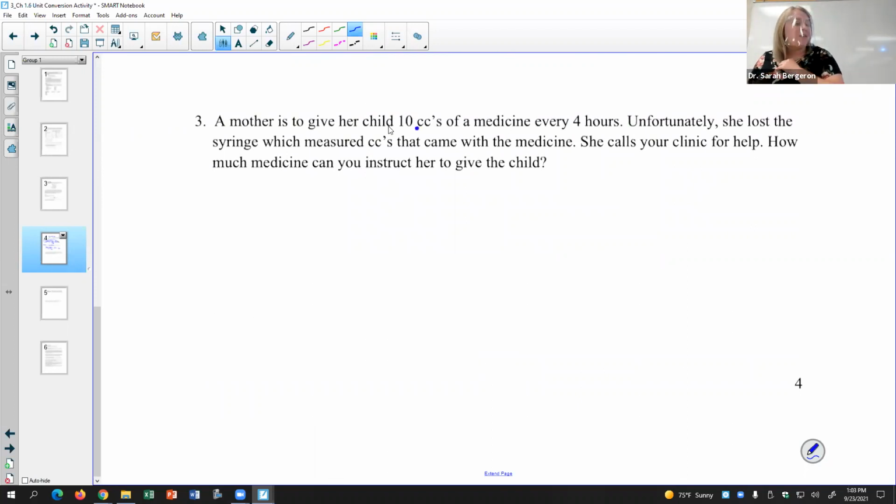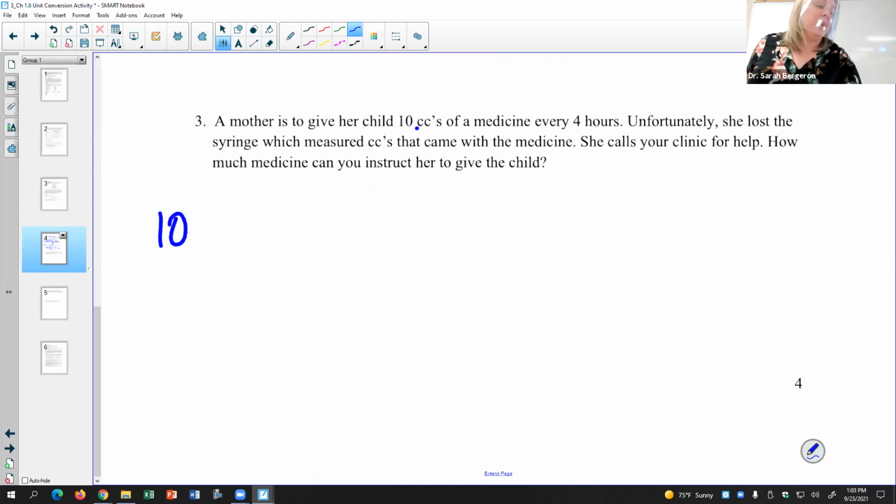All right, and this one, I'm going to put a dot on it. A mother is to give her child 10 cc's of medicine every 4 hours. Unfortunately, she lost the syringe. Y'all don't know how many times that happens. It does happen. The syringe measured cc's and came with the medicine. She calls the clinic for help. How much medicine can you instruct her to give the child?